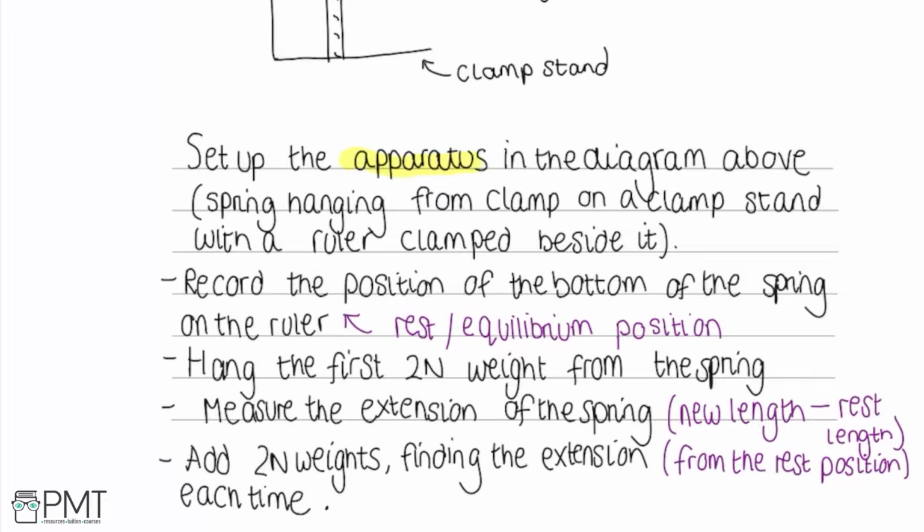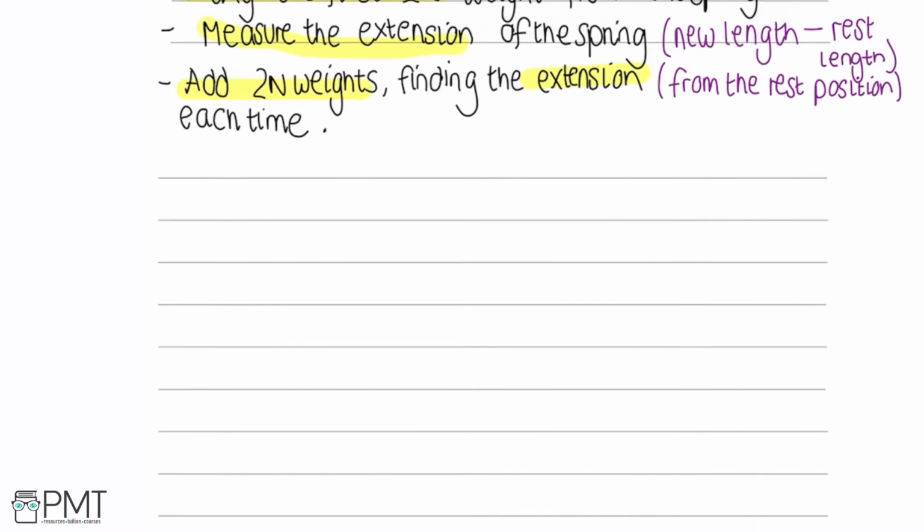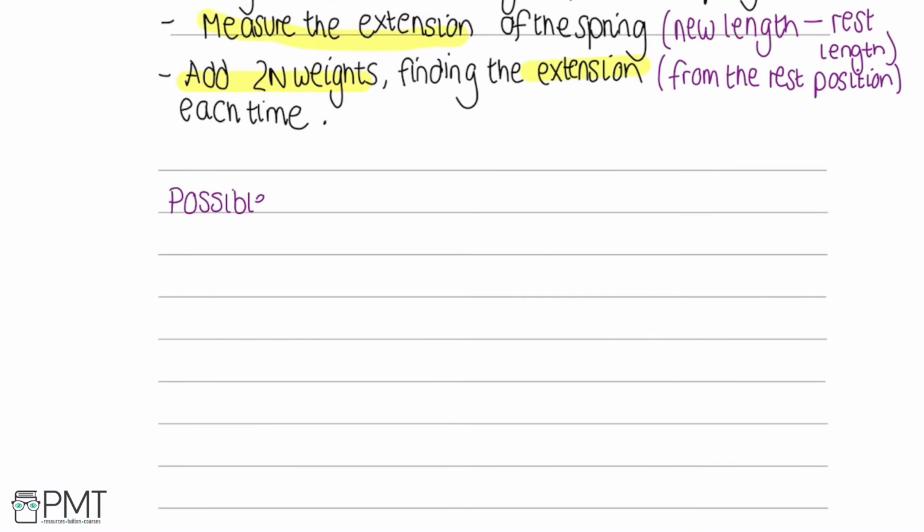So this method here that I've outlined is going to obtain all of the data in the table, so I've basically answered the first part of this question in that clear, logical way. Now I'm going to move on to any possible inaccuracies. So these will commonly arise relating to values found for the extension of the spring.